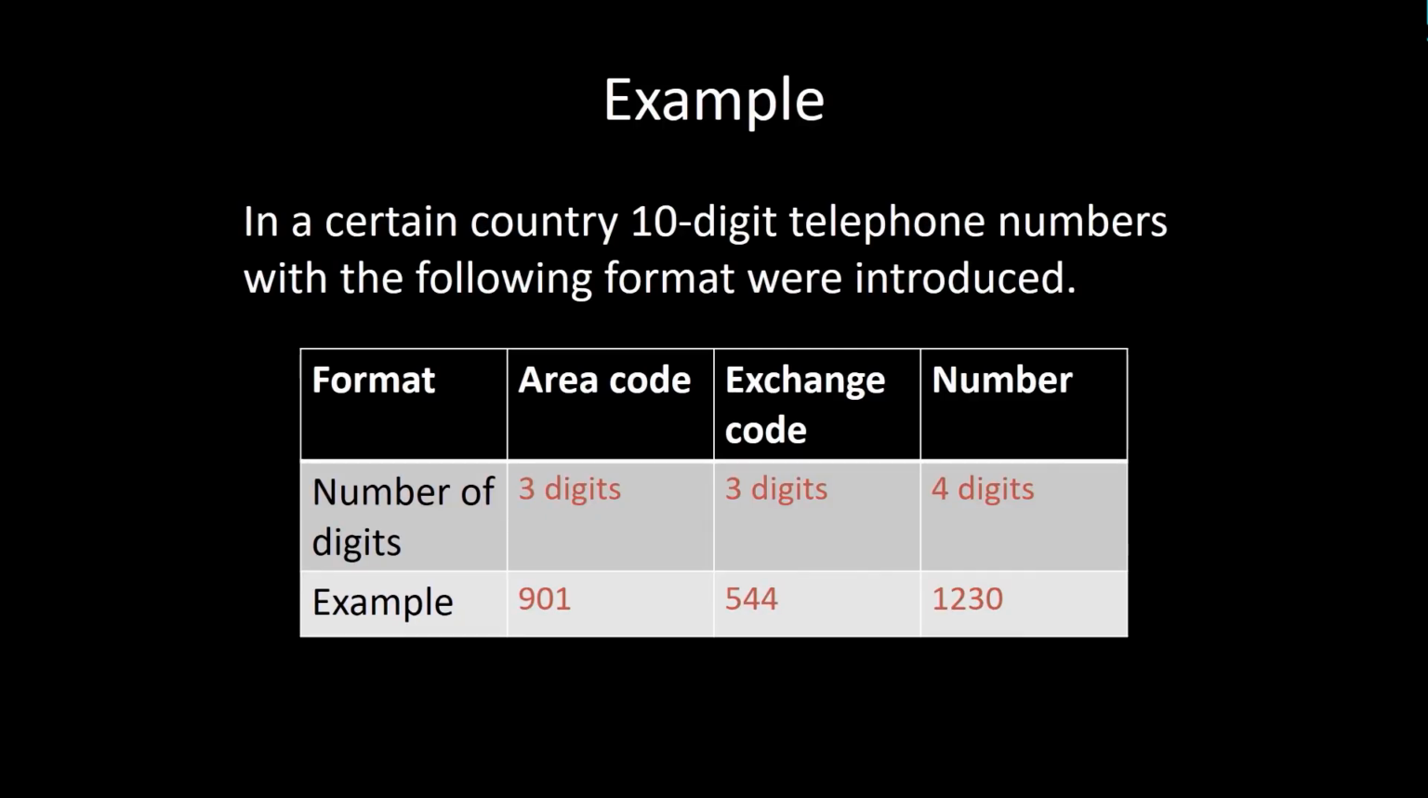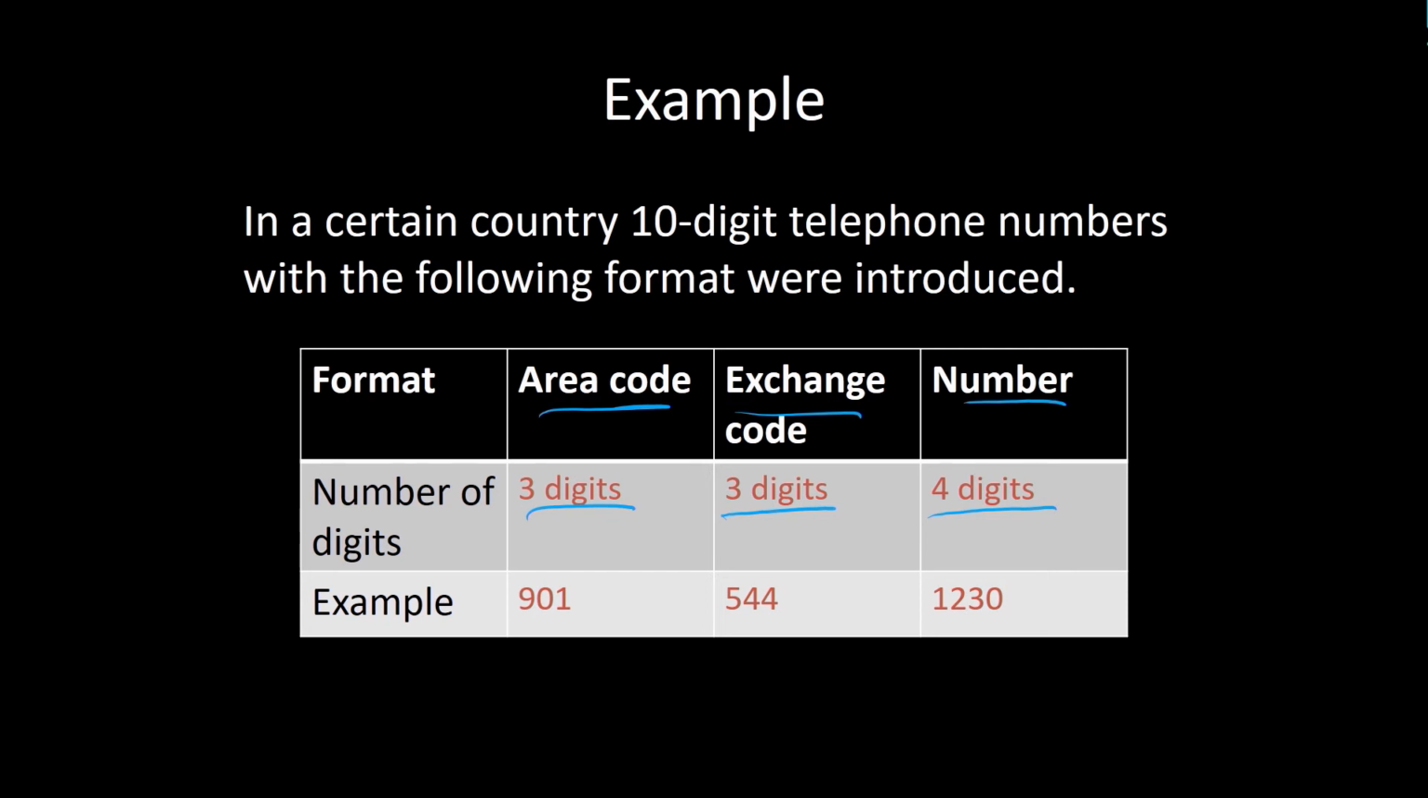So let's look at this example, and this was from the DBE exam, the 2020 paper 1. This question says, in a certain country, 10-digit telephone numbers with the following format were introduced. So basically they're saying you've got a number with an area code followed by an exchange code and then a number. The area code was allowed to have 3 digits, the exchange code 3 digits, and the number has 4 digits. So altogether, if you count it, 3, 6, 10, it's a 10-digit telephone number.